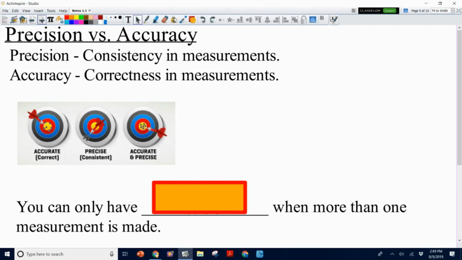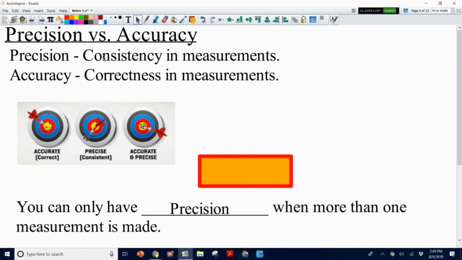So can you fill in the blank? And the answer to that would be precision. Because remember, precision is the consistency in the measurements. Your measurement is compared with other people who made the same measurement.